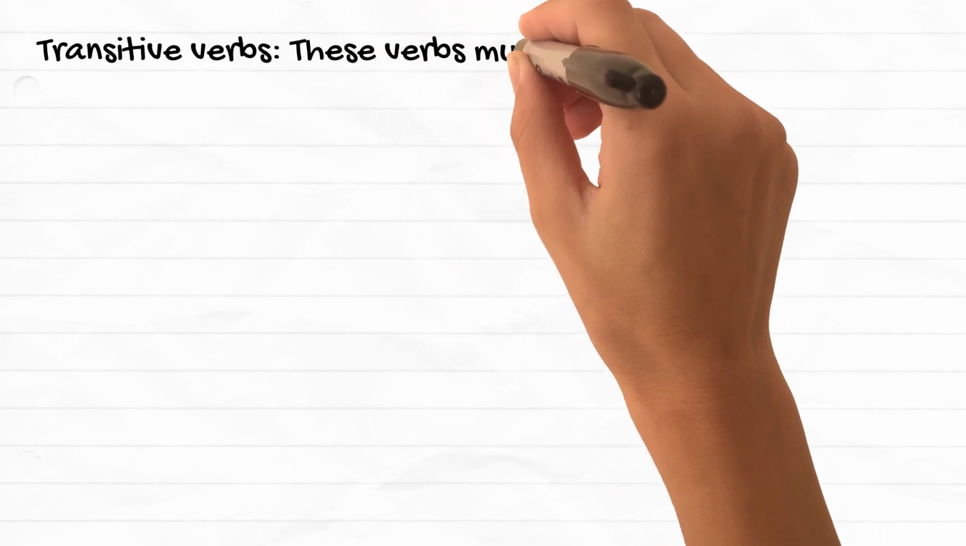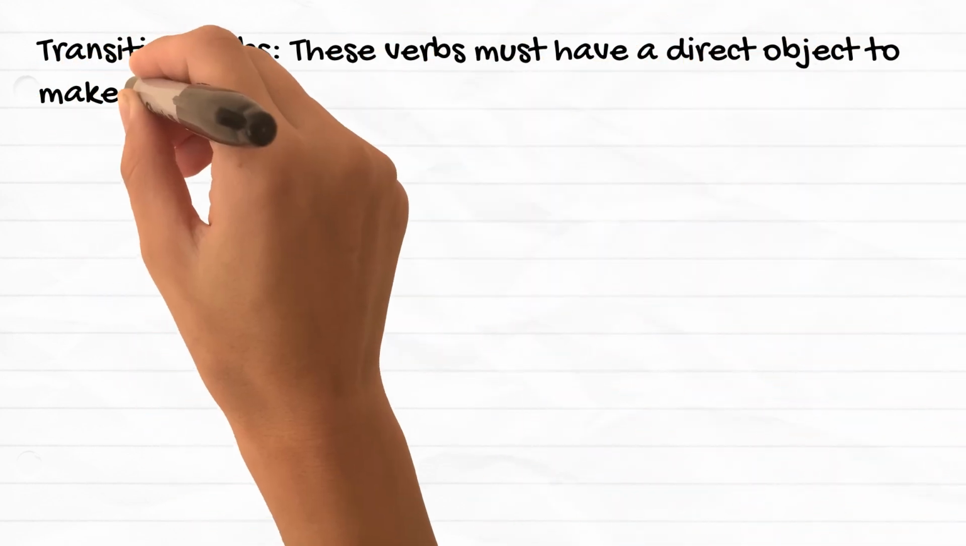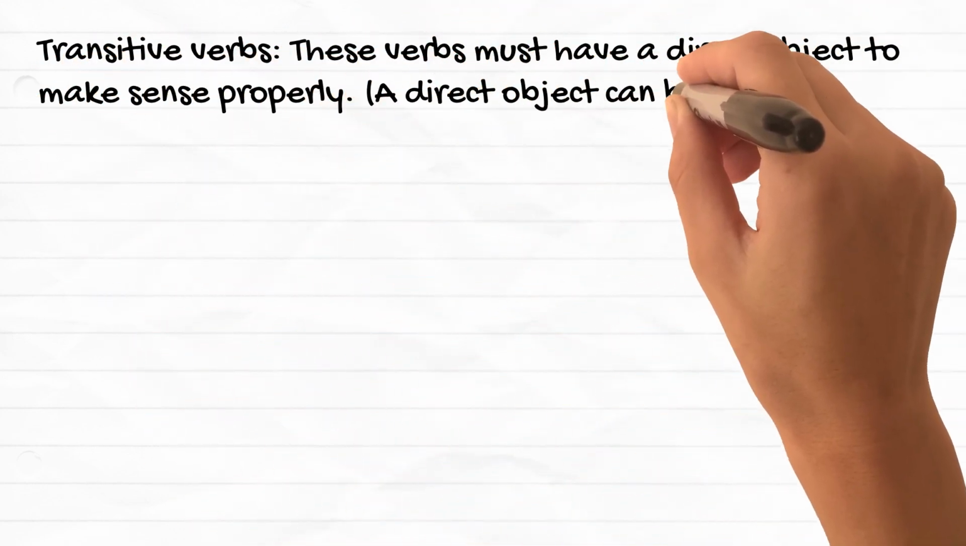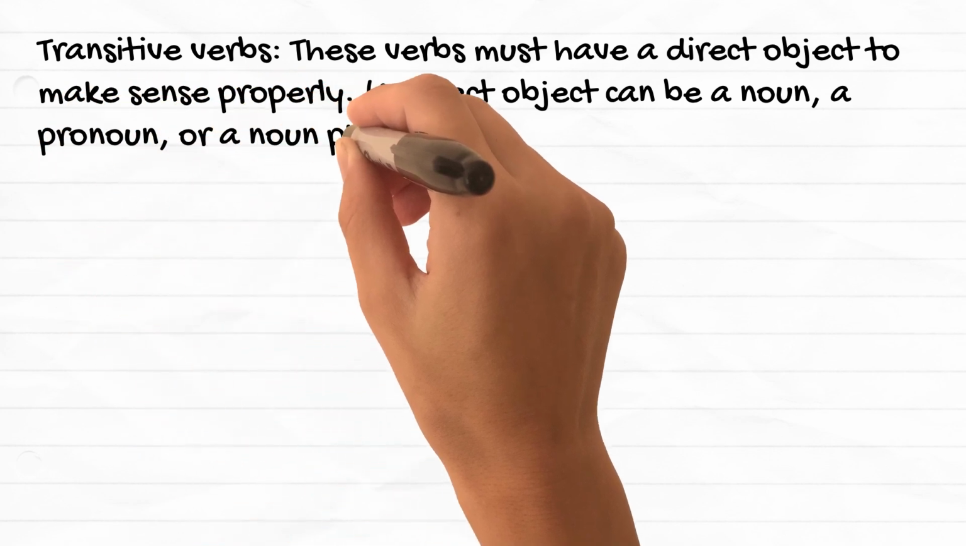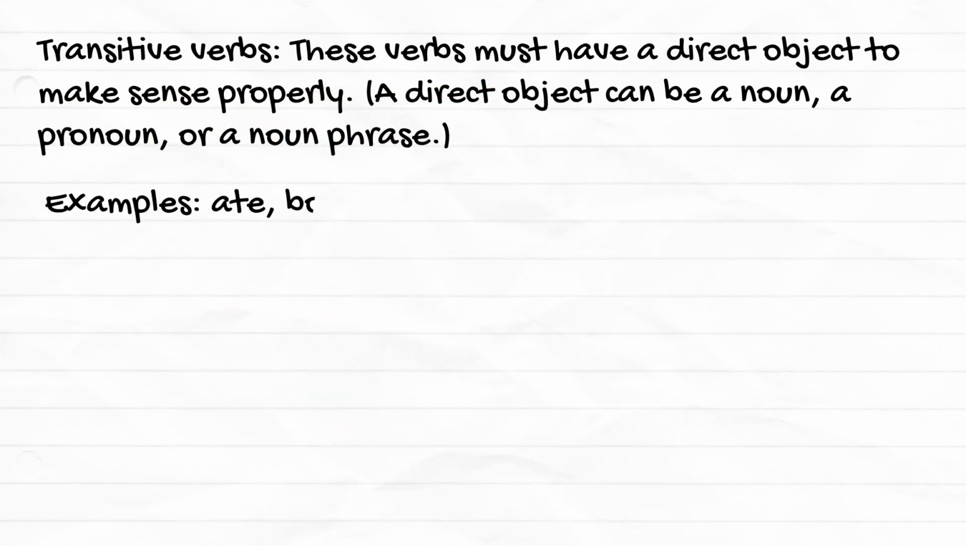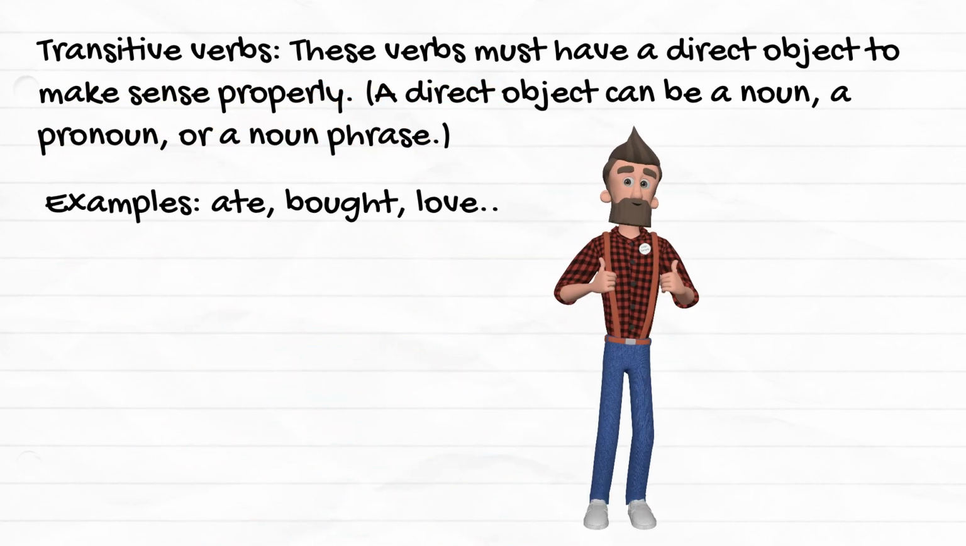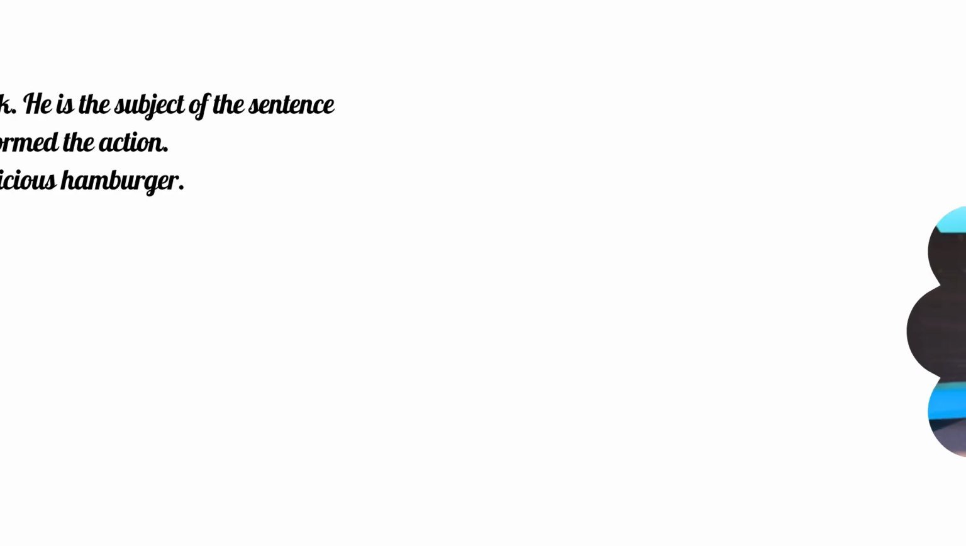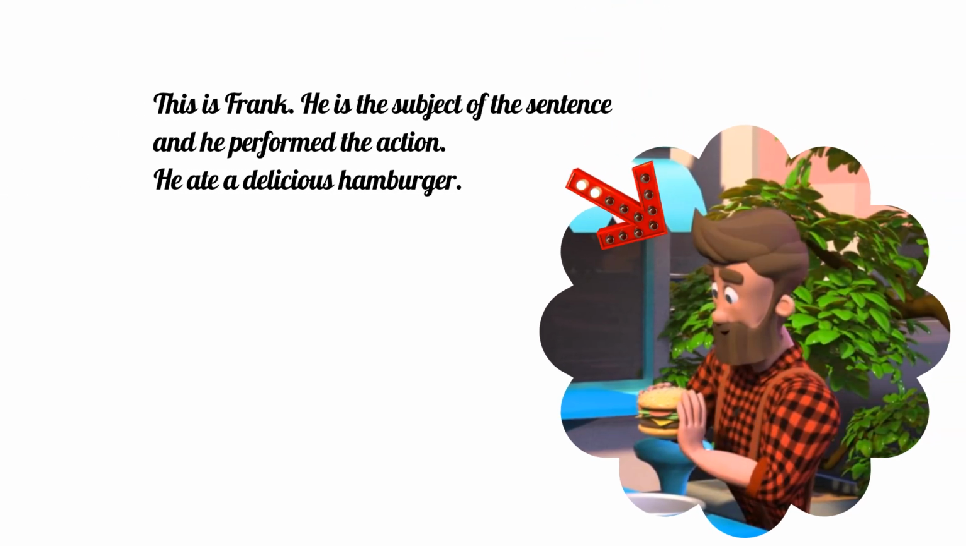Transitive verbs must have a direct object to make sense properly. A direct object can be a noun, a pronoun, or a noun phrase, like ate, bought, and love. Let's see some examples. This is Frank. He is the subject of the sentence and he performed the action. He ate a delicious hamburger.